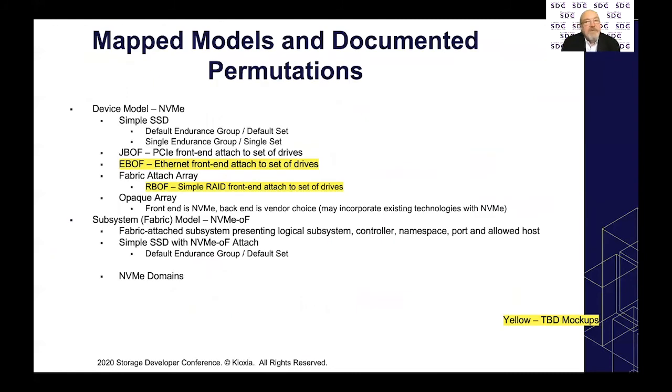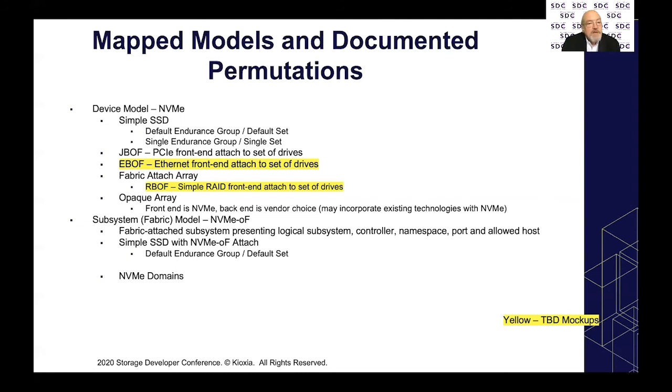So we've defined several different ways to do the device model. A simple SSD could be used for a PCIe attached drive, for example. This could be retrieved from the drive by the BMC, perhaps using NVMe-MI, but then the BMC may present this information in the model that we're defining right now. In a JBOF, you have a PCIe front end attached to a set of drives, and then EBOFs, which is what we're really concentrating on, have an Ethernet switch front end to a set of drives.